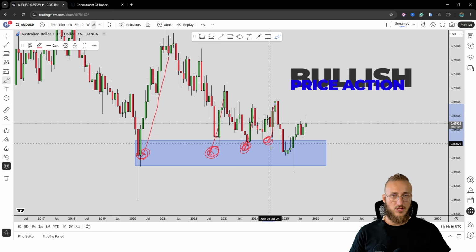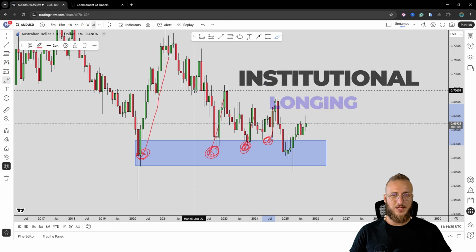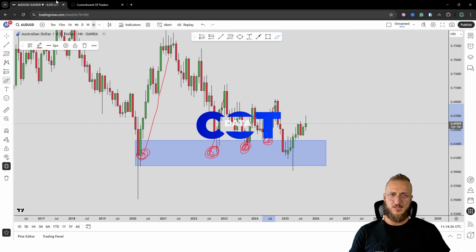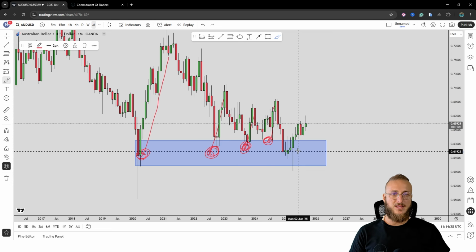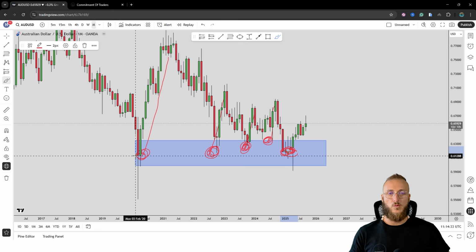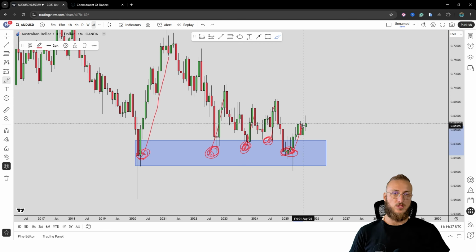exactly from this zone. And these rejections to the upside came with very strong institutional buying, and we will be speaking about institutional positioning in just a few moments when we move to the commitment of traders analysis. But for now, let's keep in mind that the market is again testing exactly the same zone that we have already identified on the monthly standpoint, and has already started rejecting it to the upside.